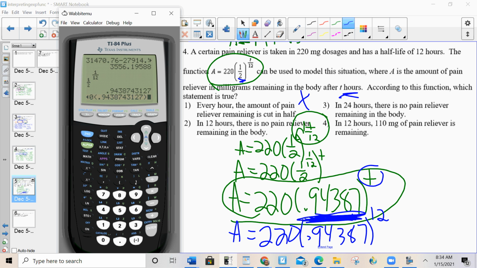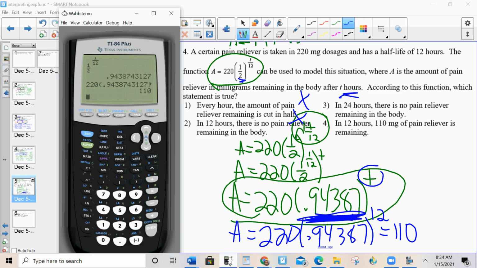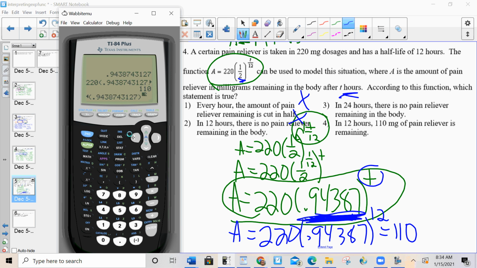It's 1/10. It got cut in half, but there's definitely not none remaining. In 24 hours, there's no pain reliever remaining in the body. So let's copy and paste this and change it to 24. Is that going to be 0? Nope. 55. So A of 24 equals 55. So that's not true.